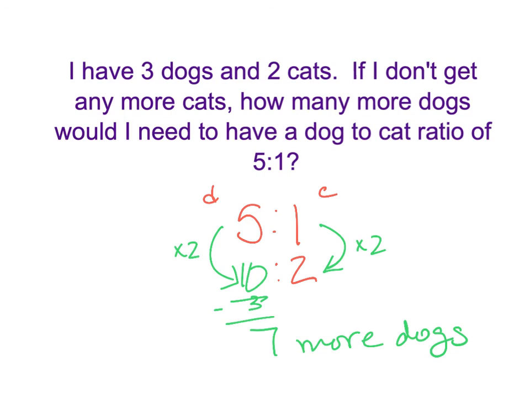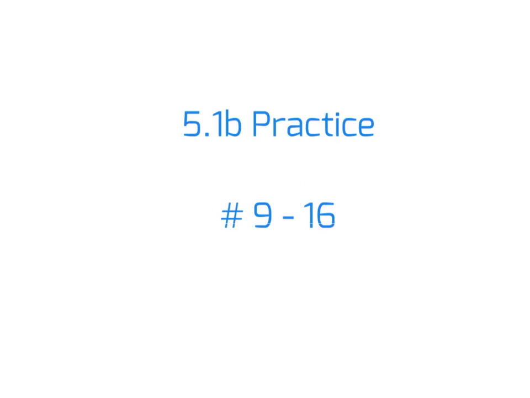So this is the ratio that I want. This is the number that I have. And then I multiply each side to get how many more I need. So your practice for this lesson, 5.1b practice, is in Go Formative 9 through 16. Let me know if you have questions.